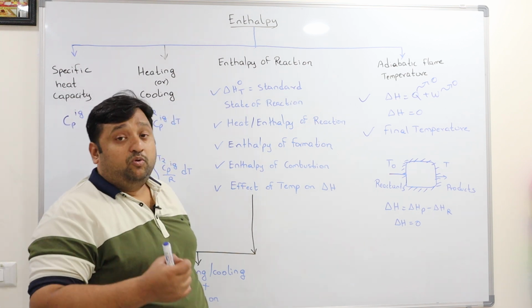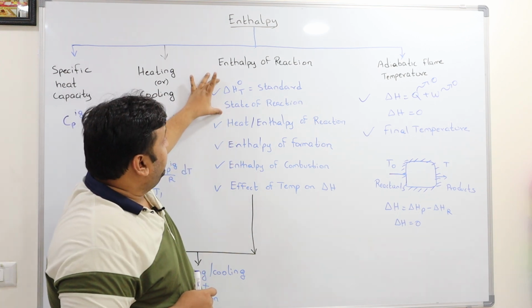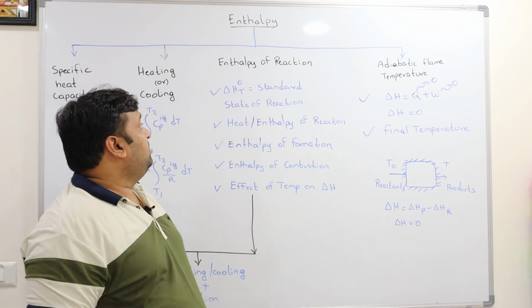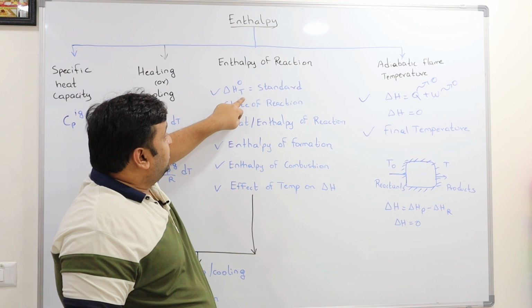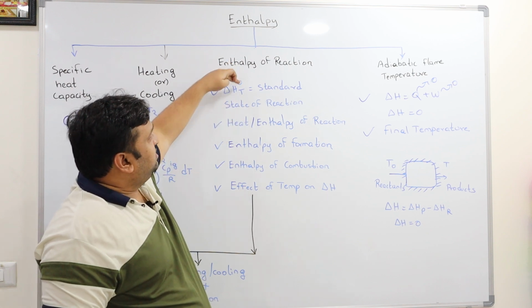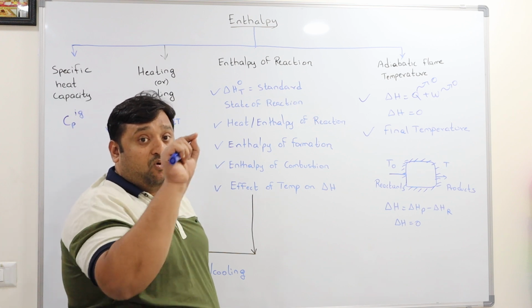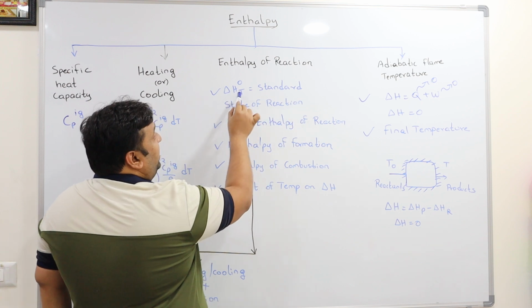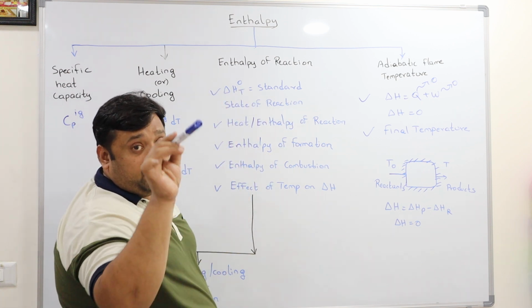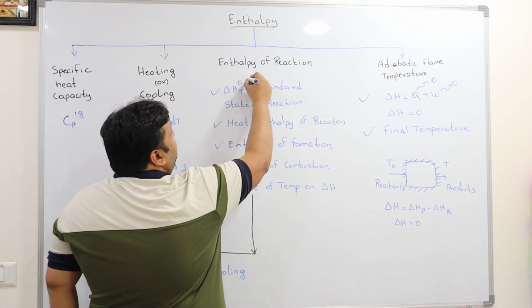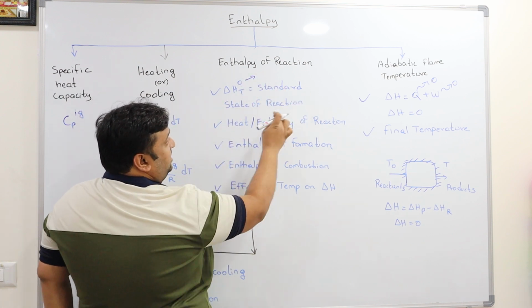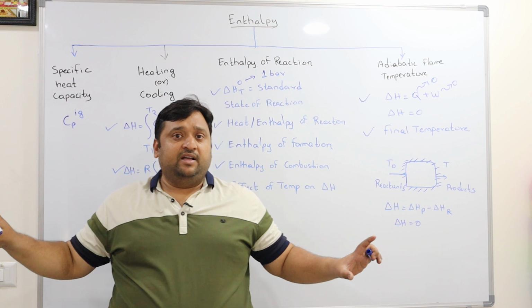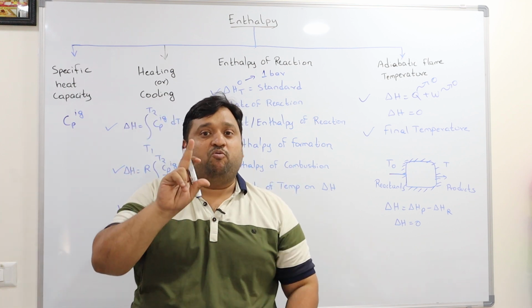So for this enthalpy of reaction, I have categorized it into a number of things. To know the enthalpy of reaction, the first term is standard enthalpy of reaction, or standard state of reaction. Both are the same. So delta H with subscript T and superscript degree is indicated. That means the standard state of reaction is represented by delta H T degree. This degree stands for whatever standard enthalpy you have estimated, it is at 1 bar. Okay, in general, everywhere the standard enthalpy is represented at 1 bar.